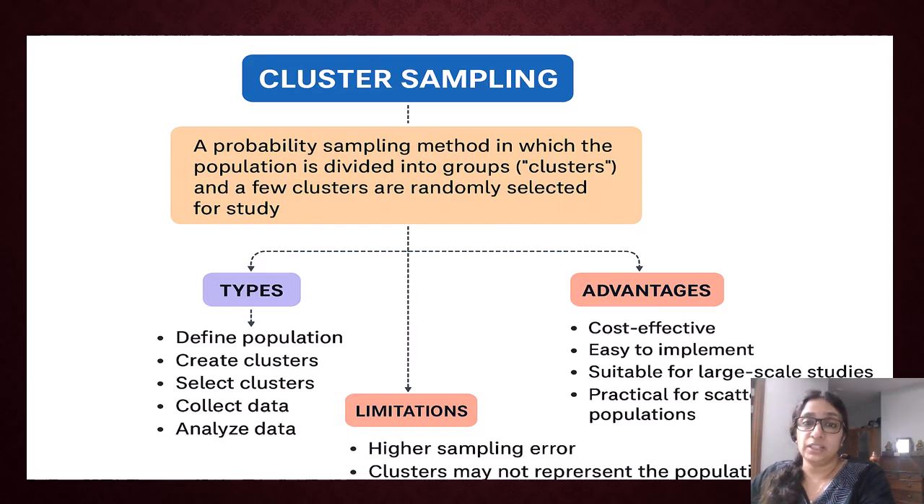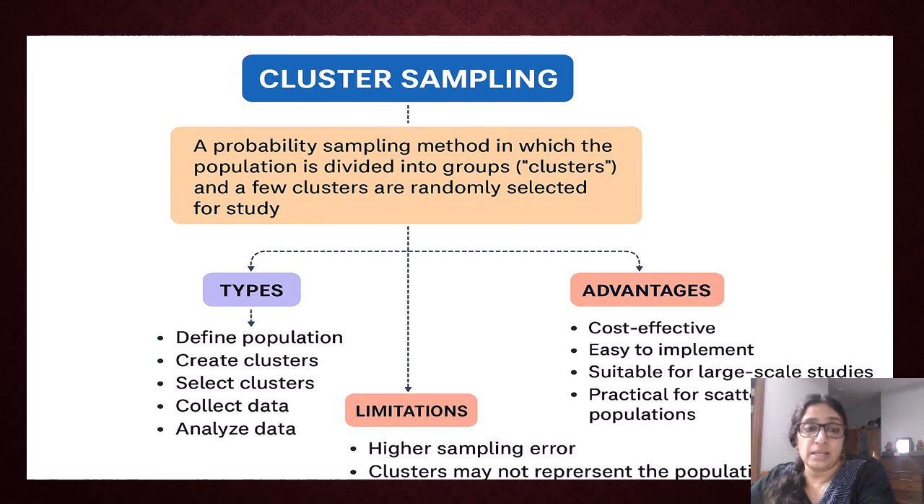In this slide, we can go through the advantages and limitations of cluster sampling. Cluster sampling has advantages like it will be cost effective, easy to implement, and it is very suitable for large scale studies and practically for scattered population. And it has its own limitations too. The data we are collecting will have sampling error. Clusters may not represent the population, means we will not get the correct precise data, and so on.